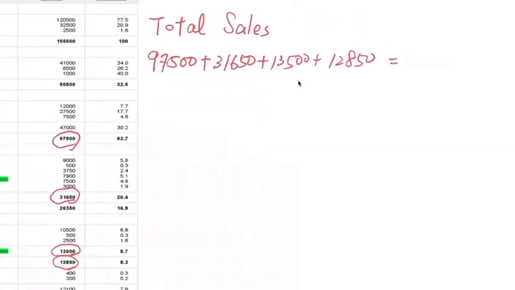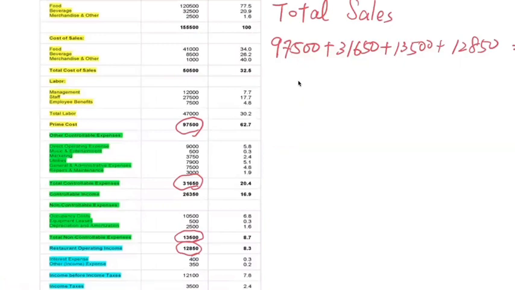So it is the total. Let me check. All the total is 100. That is the total sales we get. So as we said, how can we get the controllable income?